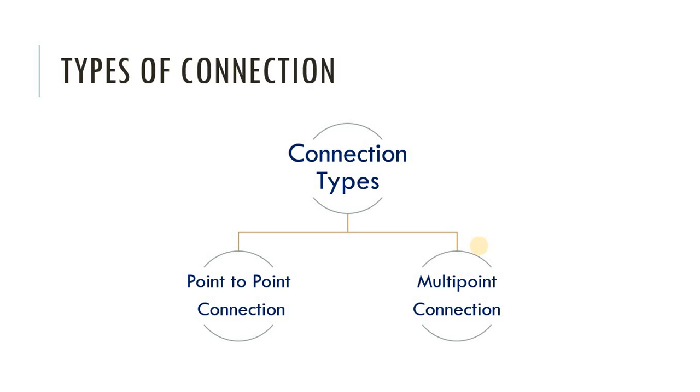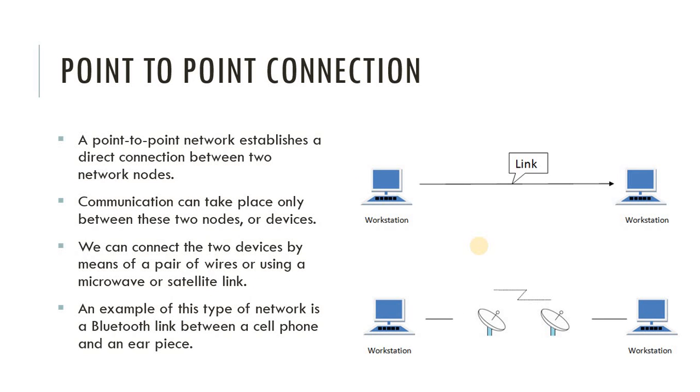In this session we'll learn different types of connection. Now you all know what a computer network is, but if I want to connect to that network, there are two different types of connection. First is a point-to-point connection and second is the multi-point connection. So let's understand it one by one. The first is a point-to-point connection.